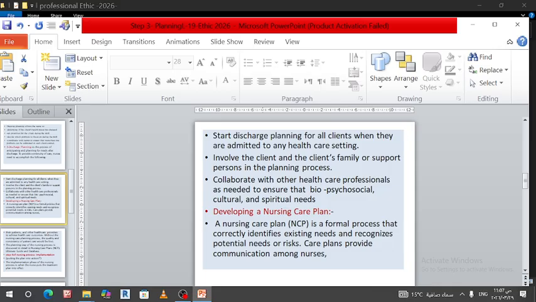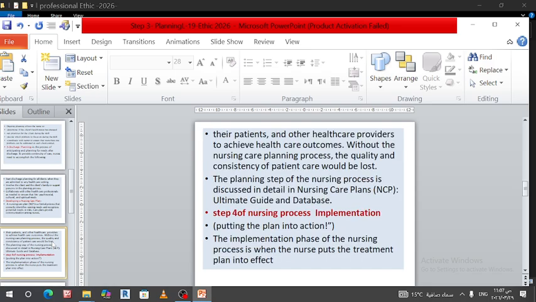Developing the nursing care plan, which we call NCP, is a formal process that identifies existing needs and recognizes potential needs or risks. The care plan provides communication among the nurses, the patient, and other health providers to give health care outcomes. Without the nursing care planning process, the quality and continuity of patient care would be lost.